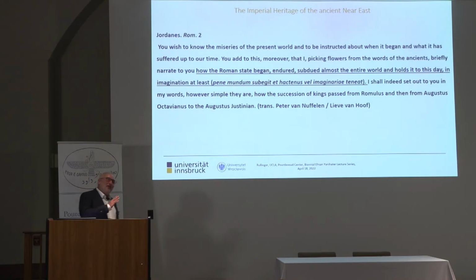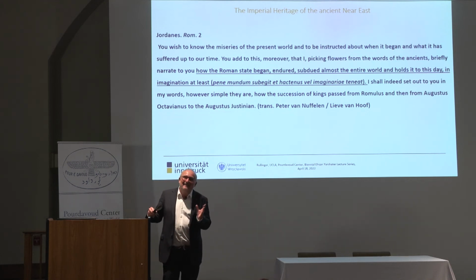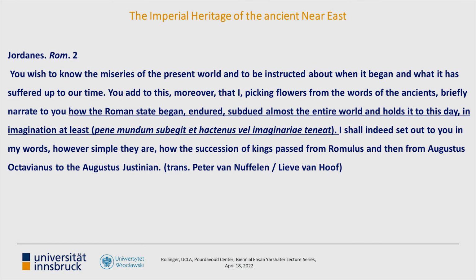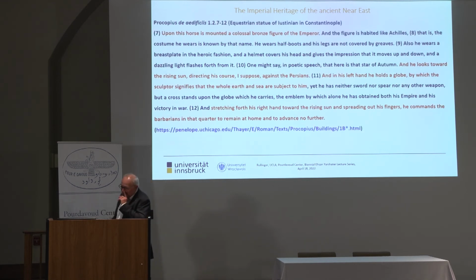Of course, there were also Roman authors who knew, okay, we have to distinguish between claim and reality. That's also true. The histories of Jordanes, first half of the 6th century, his Roman history gives a very nice passage about this kind of irony, saying how the Roman state began, endured, subdued almost the entire world, and holds it to this day in imagination at least. So he is playing with these kinds of claims.